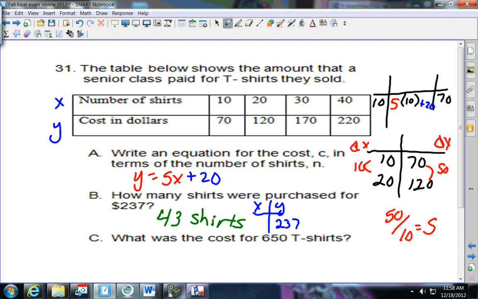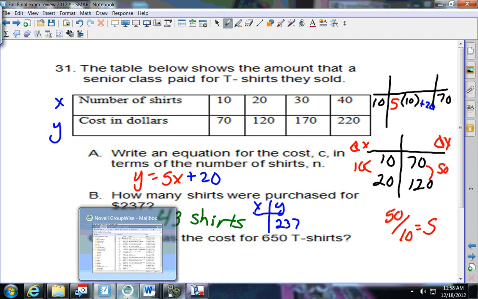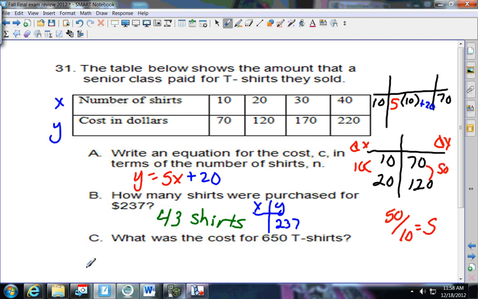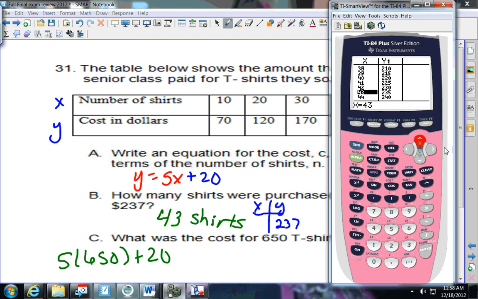Then it says, what is the total cost for 650 shirts? Well, you can go over here and take 5 times 650 plus 20. This is one way you can do it. You can also look through the table and go to see where X is 650. I'll do that in a minute.